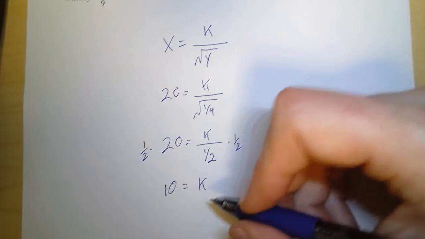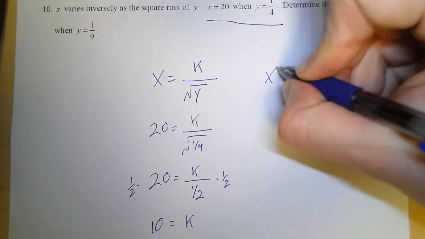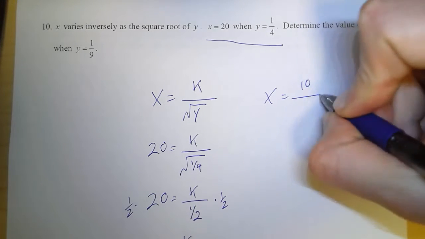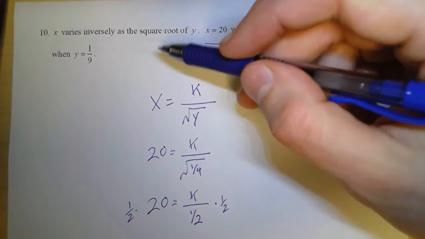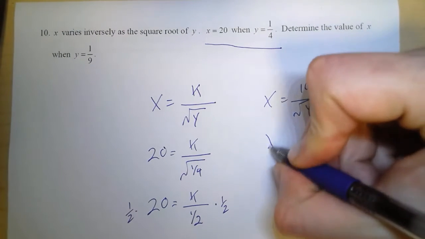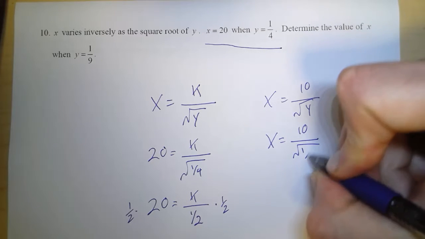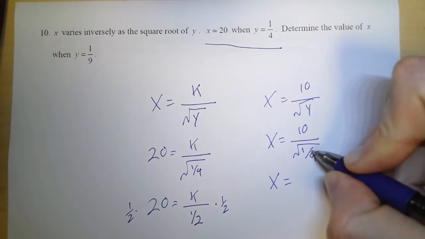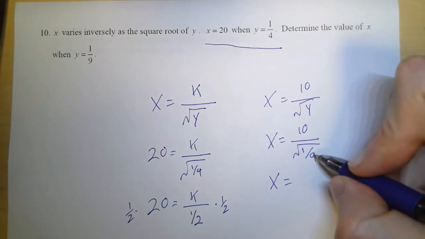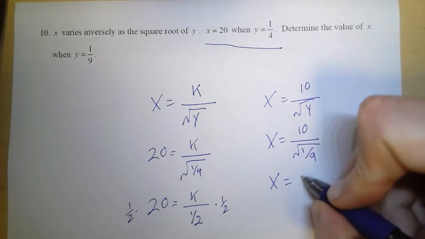And now that we've got our constant, we can use our equation, which is x equals 10 over the square root of y, to determine the value of x when y equals 1/9. So we take 10 over the square root of 1/9. Now, the square root of 1/9 is 1/3. Why? Because the square root of 9 is 3, and this is just the reciprocal of that.